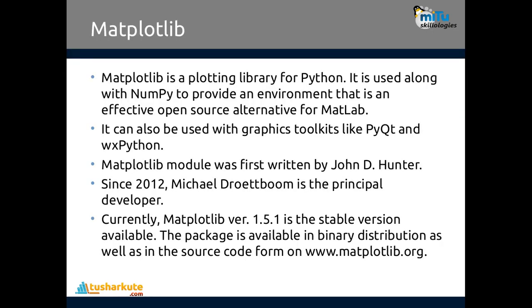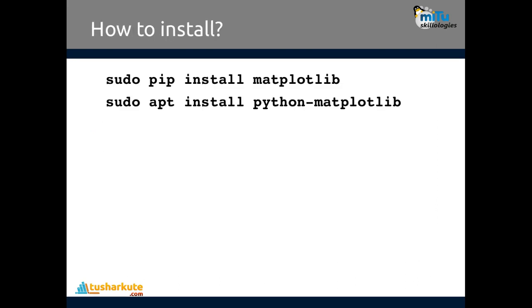Matplotlib is a plotting library for Python. It is used along with NumPy to provide an environment that is an effective open source alternative for MATLAB. It can be used with toolkits like PyQt and wxPython. It was created by John Hunter, and now it is under the control of Python's repository, and currently 1.9 or 1.8 is available. You can go to matplotlib.org, from where it can be downloaded. Its documentation is also available there.